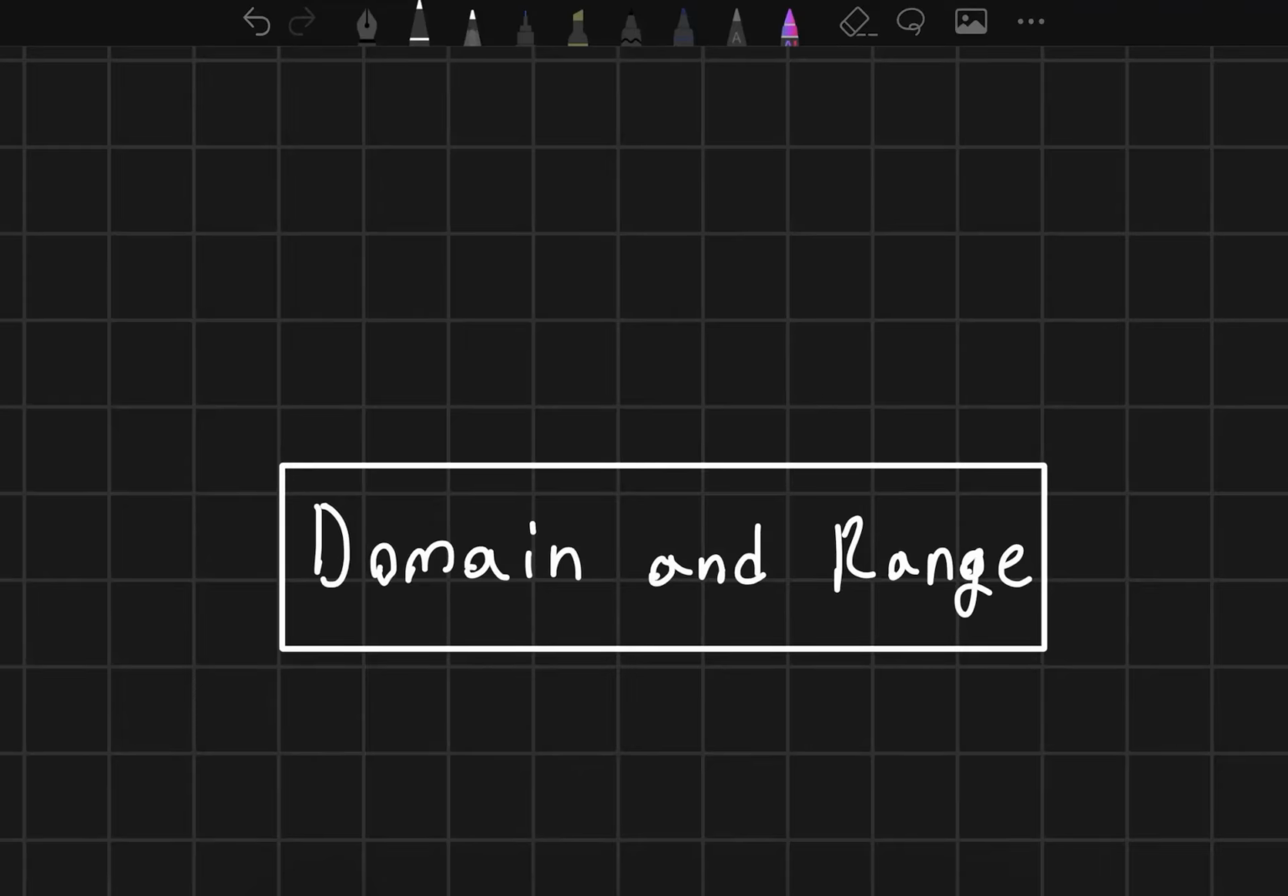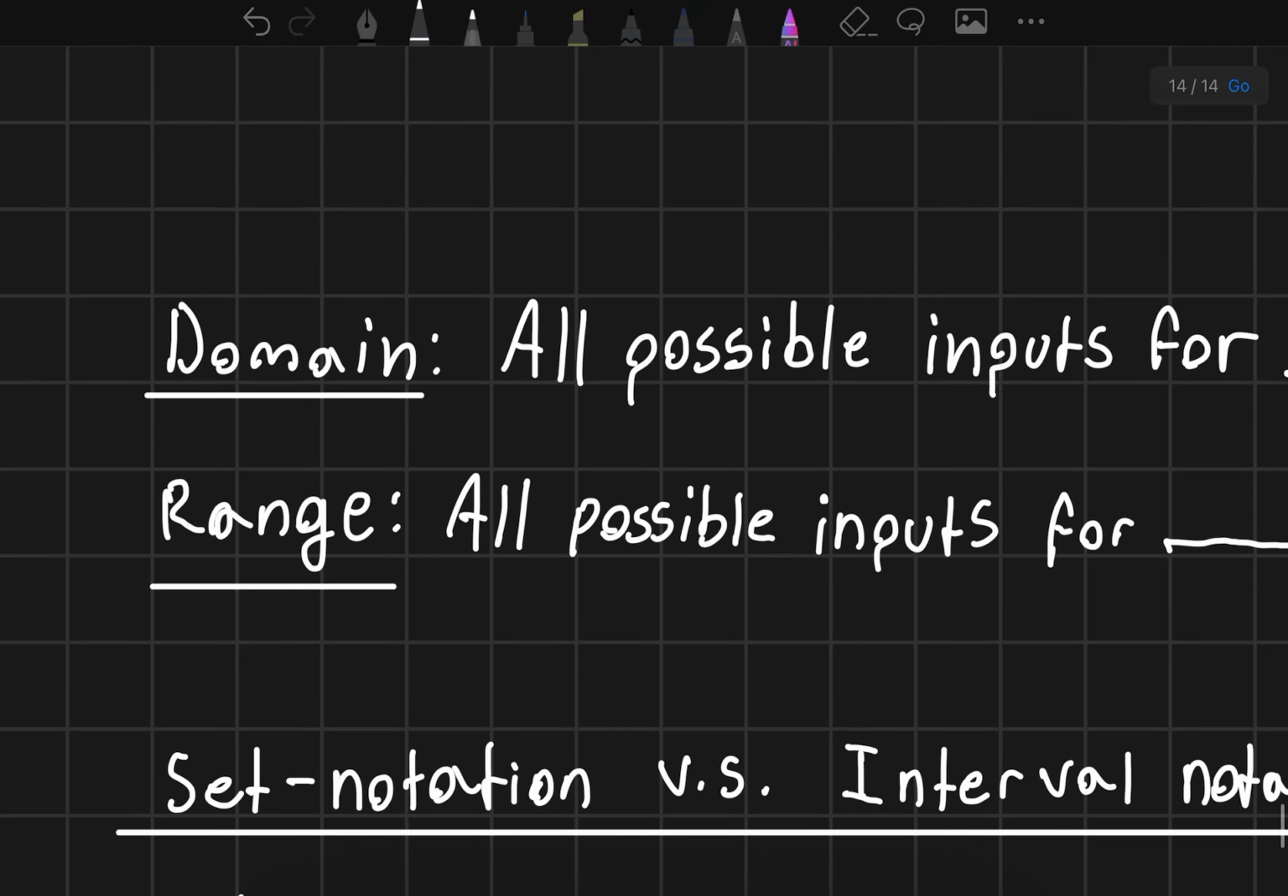Hello everyone. Today we'll be going over how to find the domain and range. So first, let's go over what the domain and range even is.